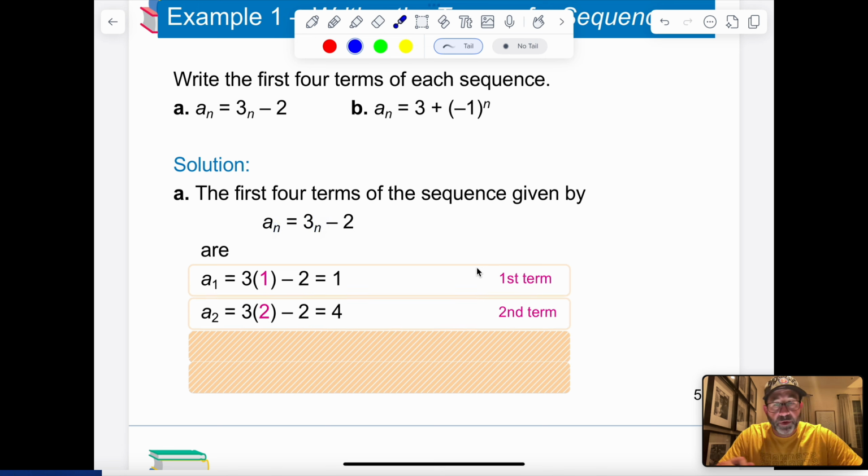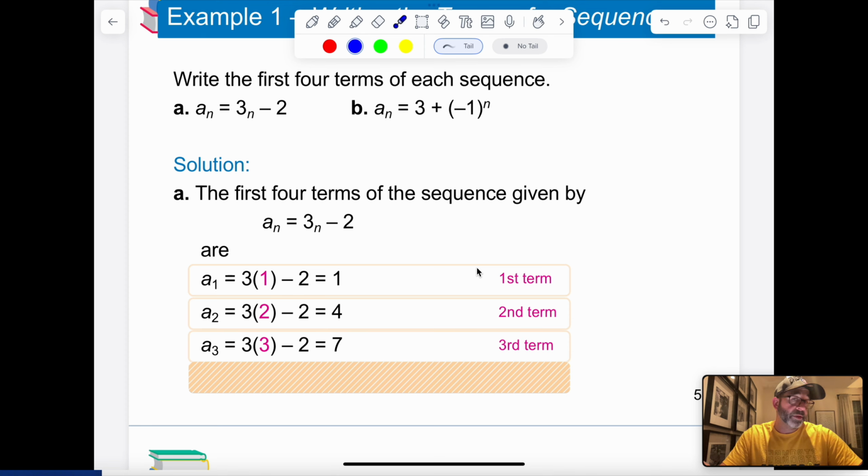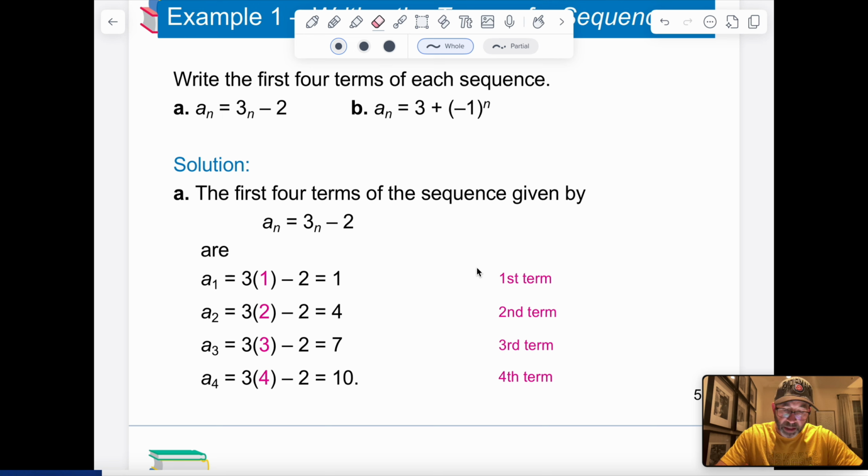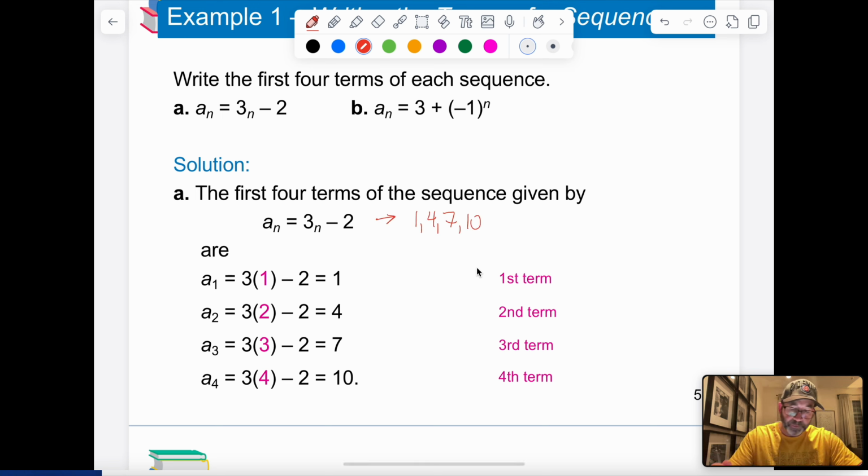For the second term, we put in a 3 times 2. For the third term, we put in a 3 times 3. And for the fourth term, we put in a 3 times 4. And our list of values that we end up with when all is said and done is going to be the 1, 4, 7, and 10. So if I said to you, list the first four terms, you would go ahead and say 1, 4, 7, and 10. Okay?